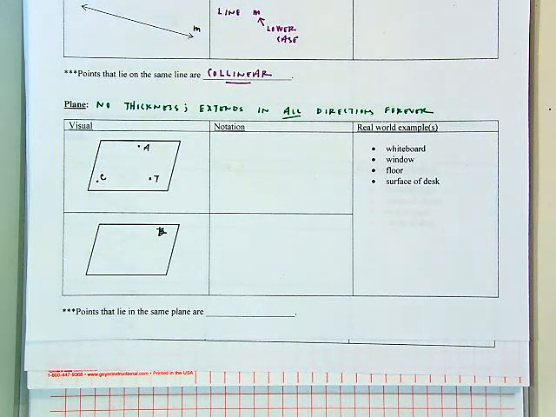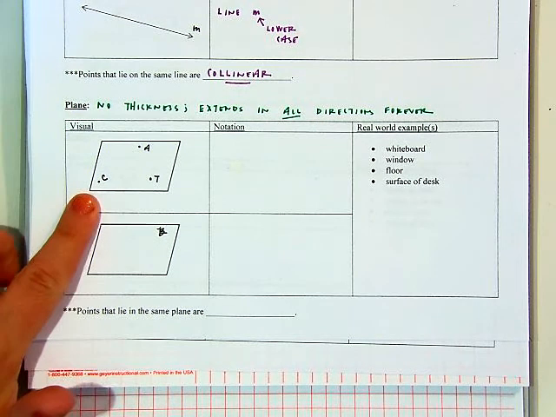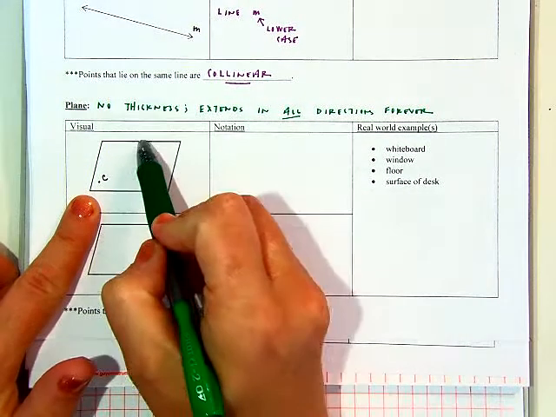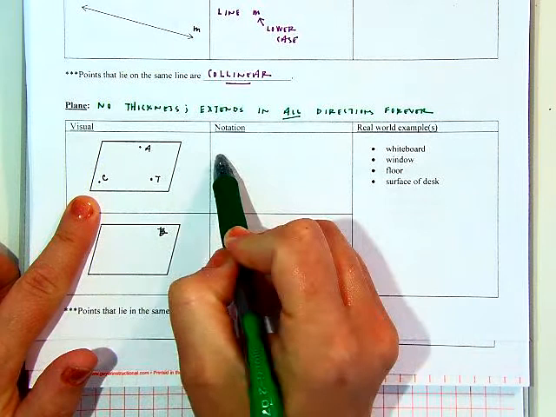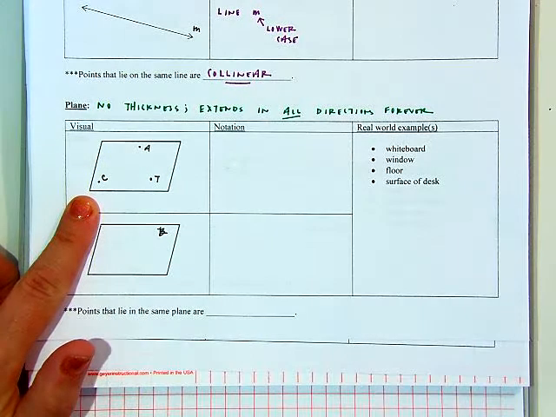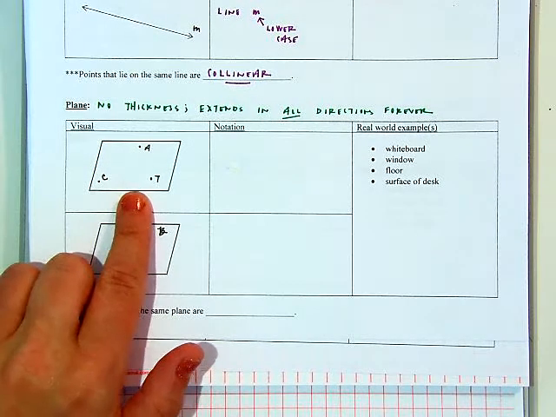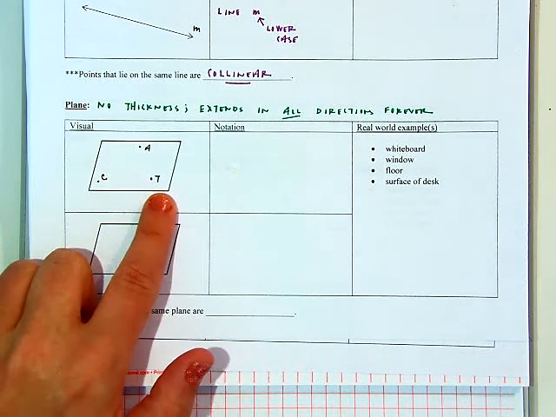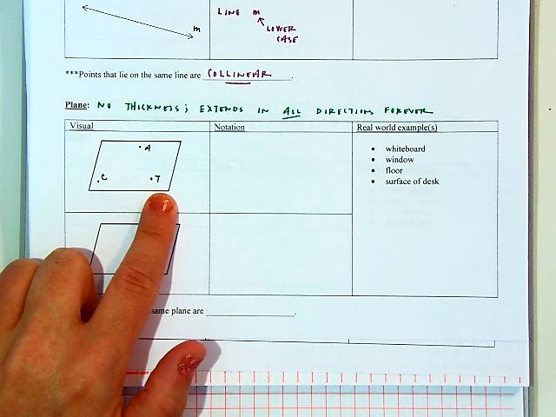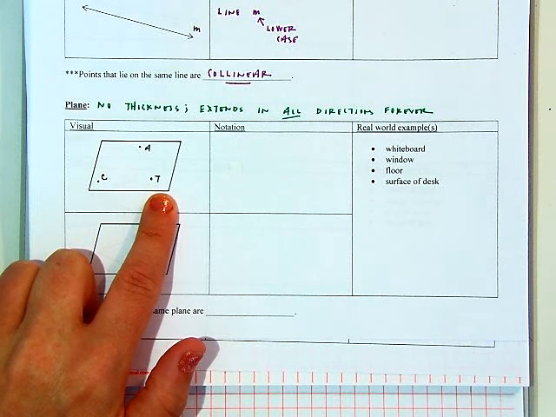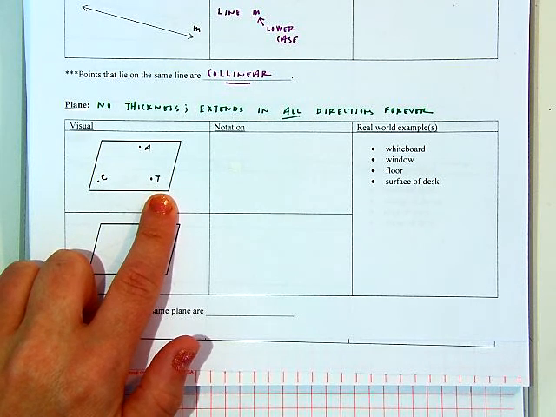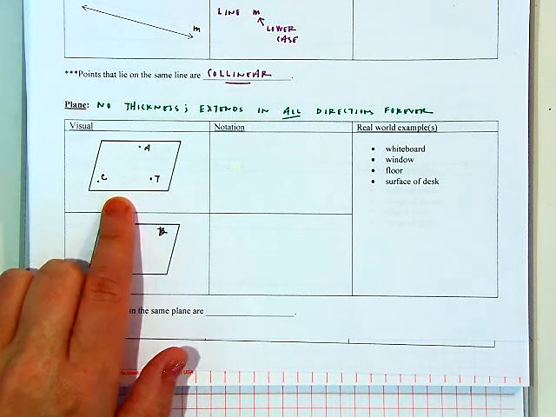Okay, the way that we visualize a plane, we usually draw it looking like this parallelogram shape. But again, remember, it's continuous. It keeps extending in all of those directions forever. So here we can name it by any 3 non-collinear points. So we have to make sure that it's non-collinear, and any order of 3 non-collinear points.